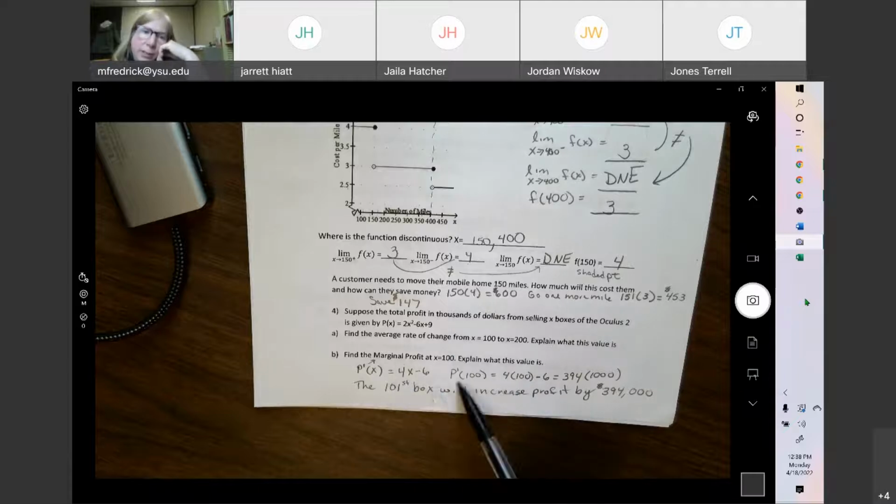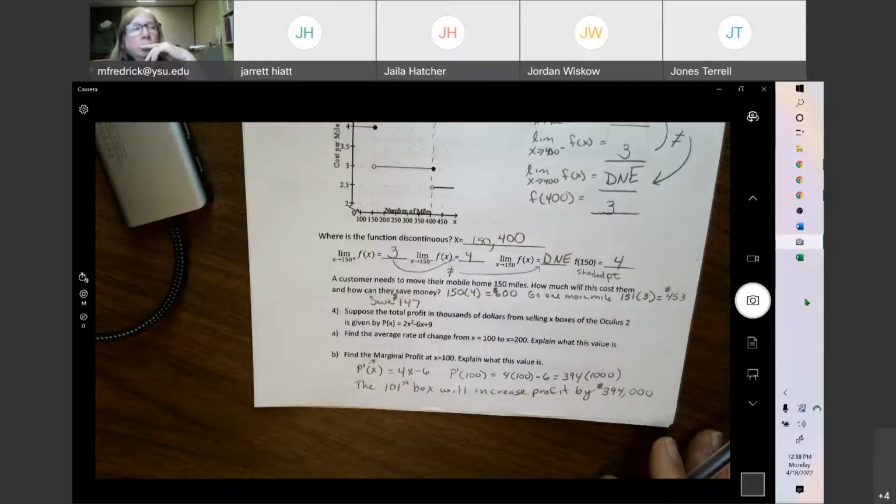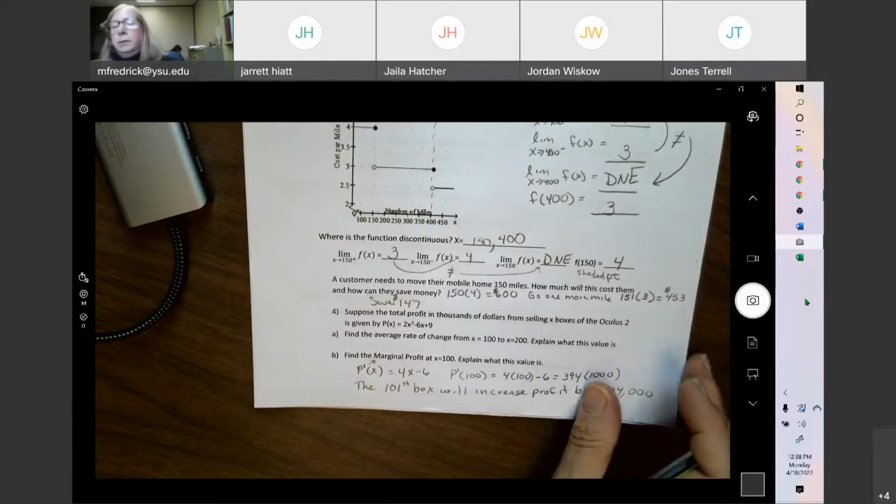So you'll definitely see one like this where I make sure you understand slope and marginal profit. Any questions?